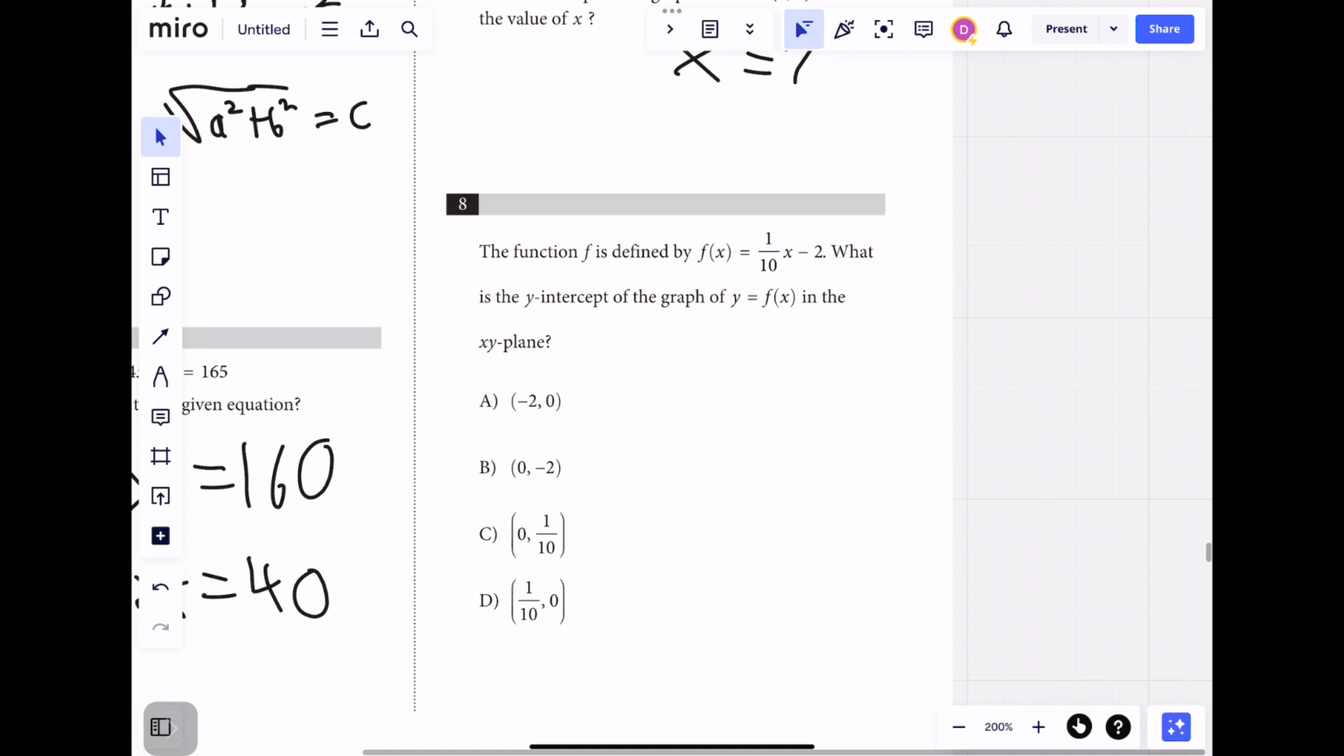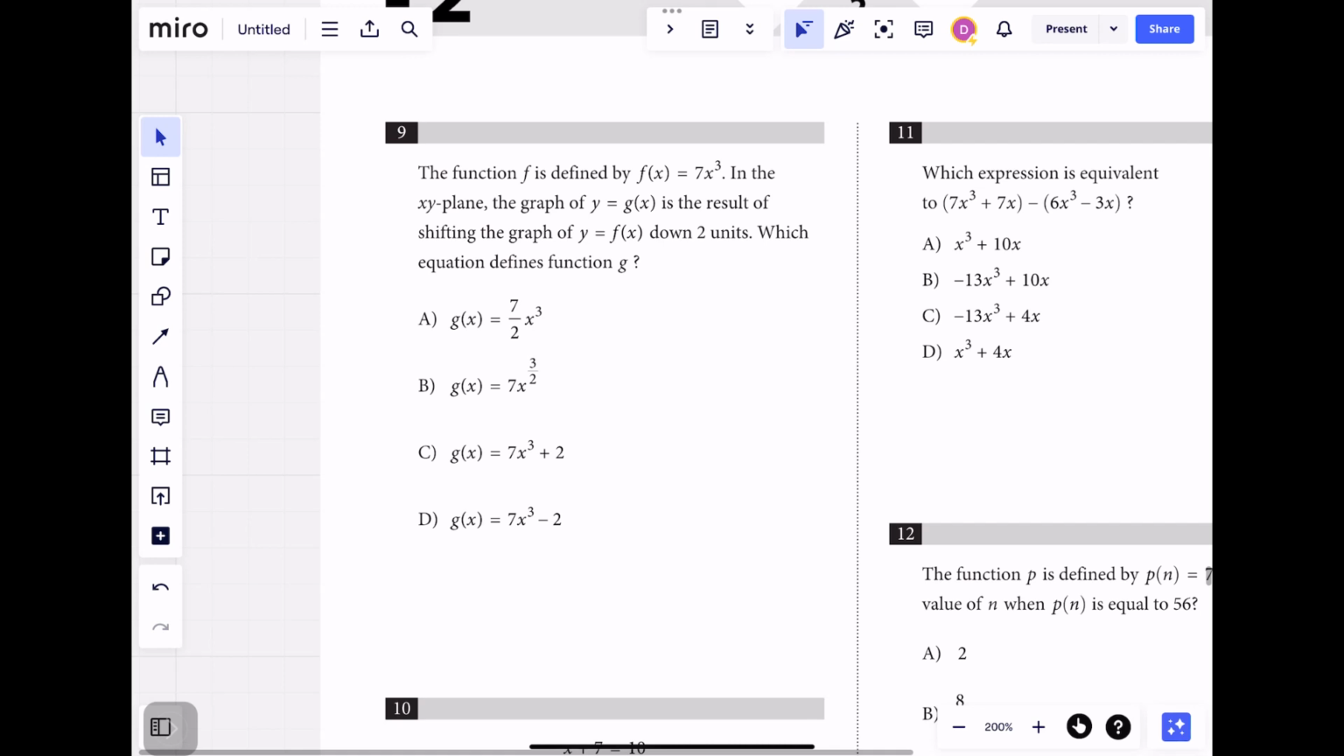The function f is defined by f of x equals 1 over 10x minus 2. What is the y-intercept of the graph y equals f of x in the xy plane? So the y-intercept is when x equals 0. So if you plug 0 in for x, this is going to all turn to 0. You're going to be left with negative 2. So it's going to be 0 for x, then negative 2 for y.